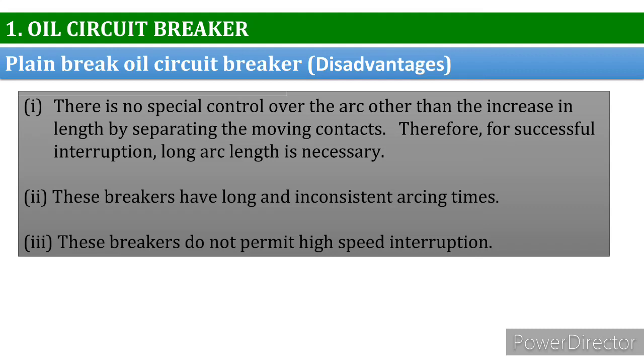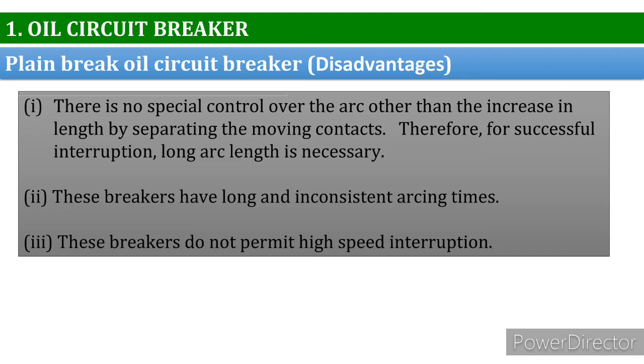Well, there are some disadvantages of these plain break oil circuit breakers. The first one is there is no special control over the arc other than increasing its length by separating the moving contacts. Therefore, a long arc length is necessary for successful interruption. The second one is these breakers have long and inconsistent arcing times. This is very important. If the arcing times are inconsistent, it is very difficult for a power system protection designer especially to check the credibility of the protection system.